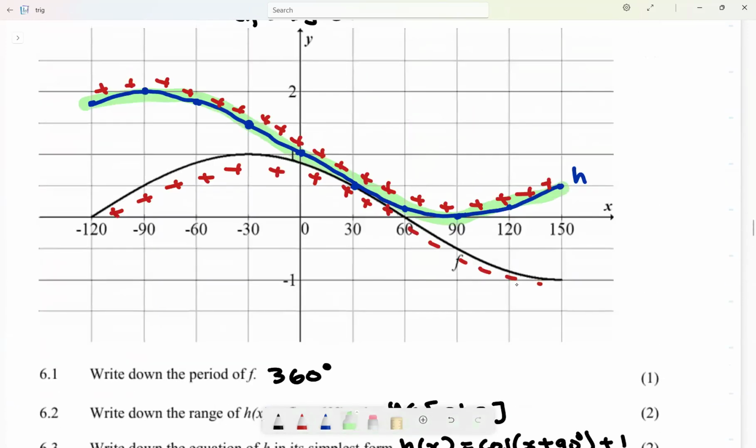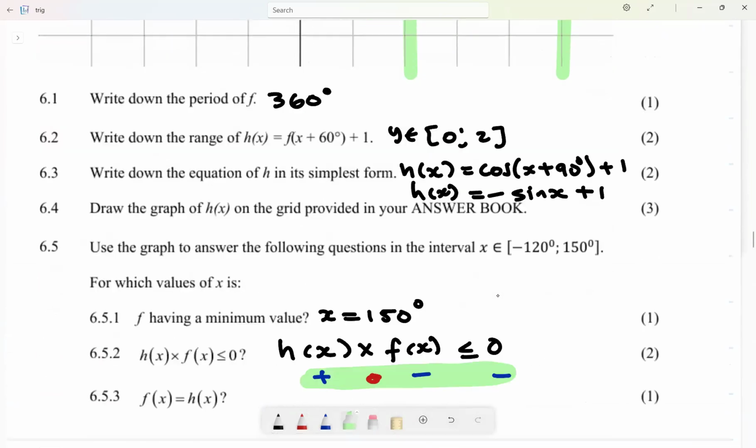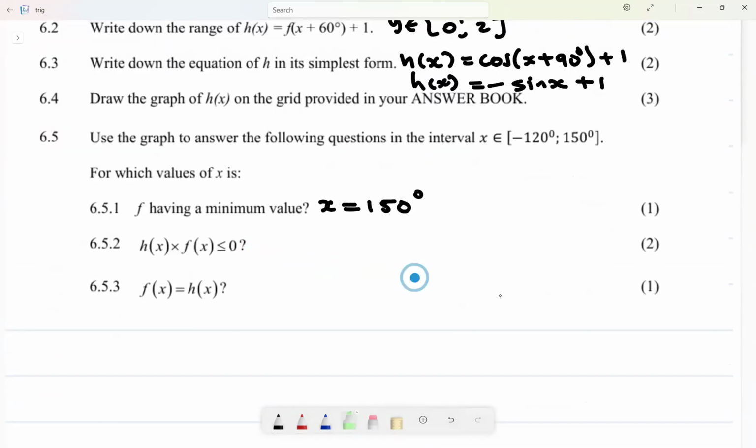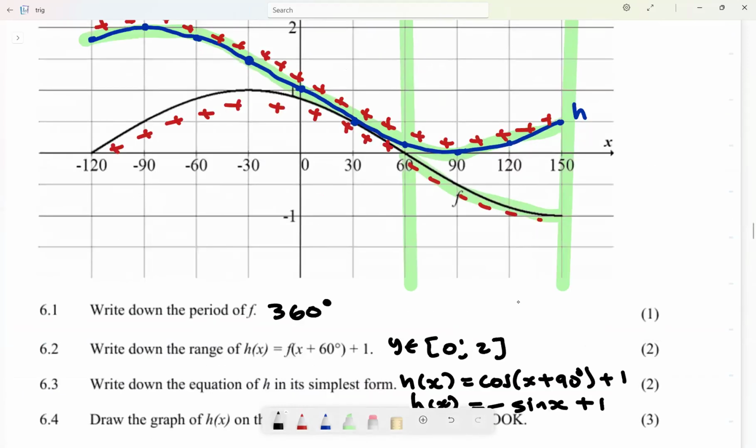Where is f negative? F is negative here. So where is it occurring at the same time? It's occurring at the same time from 60 to 150. So can you see from 60 to 150, the signs are not the same, positive and negative. So that's the solution I want, from 60 to 150. I'm going to say x is an element of, remember they use this one, from 60 degrees to 150 degrees. How beautiful is that?